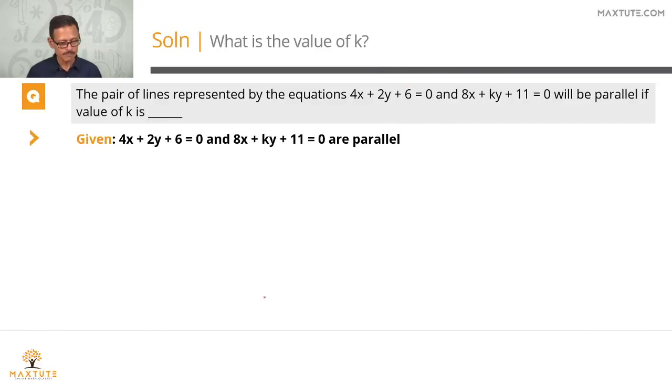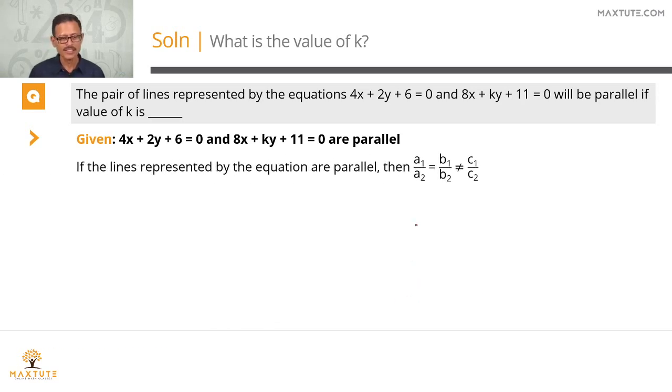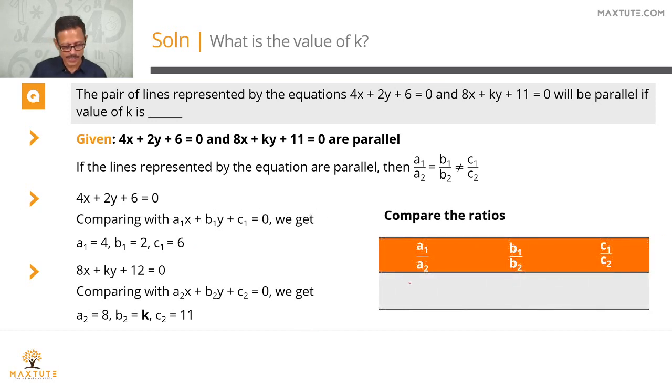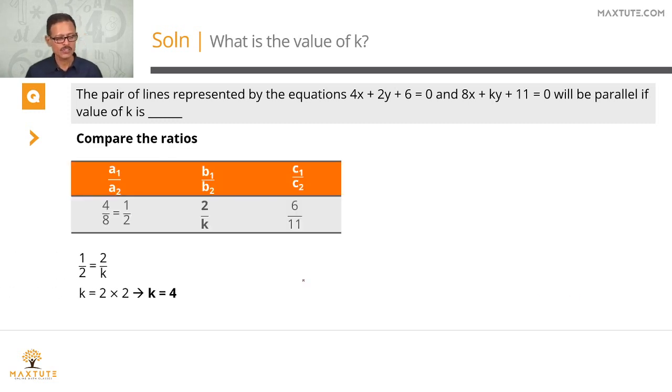Let me summarize it in a printed form. The two equations given to us are these. The condition for two lines to be parallel is a1 by a2 should be equal to b1 by b2, should not be equal to c1 by c2. We're plugging in values of a1, b1, c1, a2, b2, c2. Solving for it, a1 by a2 is essentially 4 upon 8. b1 by b2 is 2 upon k. This is 1 by 2. This should be equal to this. Cross multiply and solve. You get k is equal to 4. And quickly verify that this is not equal to 6 by 11. That's what we did in the earlier slide too. So this is what we have in a printed form. K equals 4. Right? So these kinds of questions have also appeared in the past year papers.